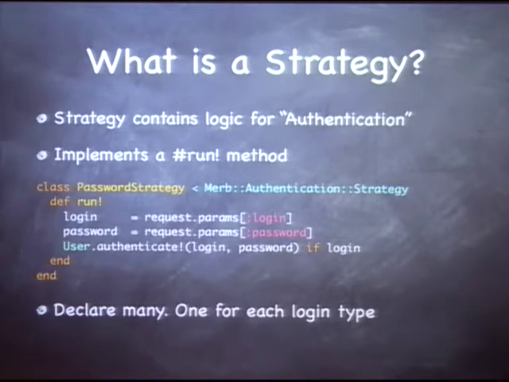The only thing that you need to do with a run method is, if your user is authenticated, you need to return something that doesn't evaluate to nil or false. If it returns nil or false, it will go on to the next one. If it doesn't return nil or false, it will stop right there and assume you're now logged in. So you can declare a lot of them and they'll just run one after the other until it finds the first one that returns an object.